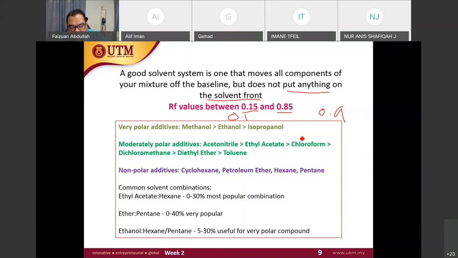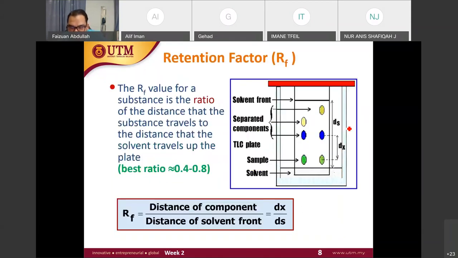So the question regarding the TLC method is always about the calculation, and you can decide whether the solvent system is good or not, all right? It is only based on this: Rf equals dx divided by ds.